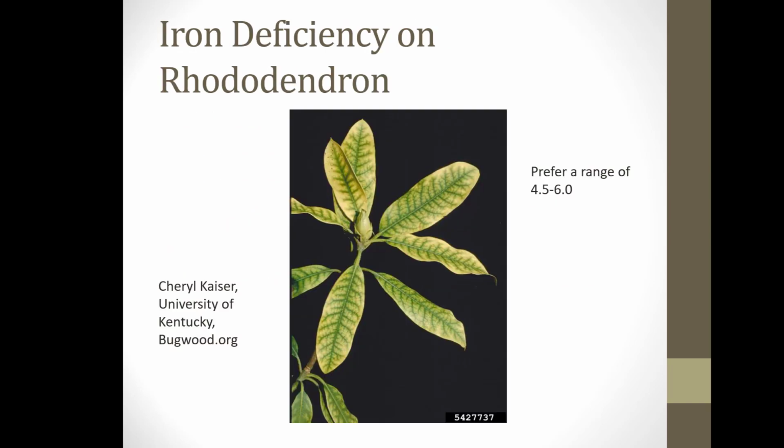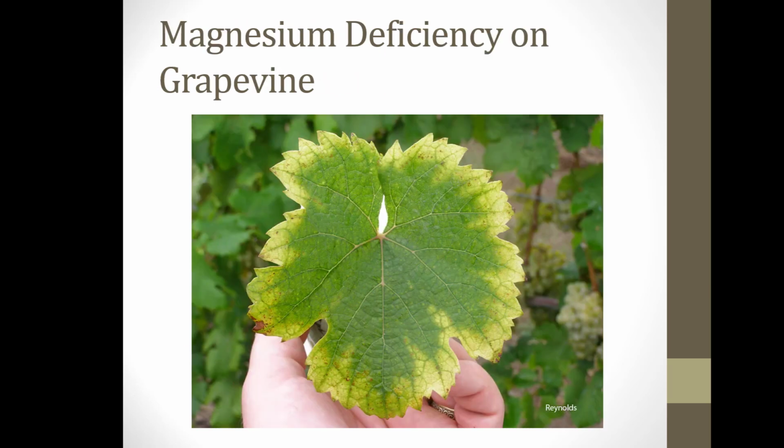And this is just an example of an iron deficiency on rhododendron. They prefer a range of 4.5 to 6. Chances are you have this next to a lawn and you're keeping the lawn covered with calcium regularly, and that raises the pH, and that inhibits the iron uptake by the plant. And here's a deficiency on grapevine, magnesium deficiency. So pH is pretty important.